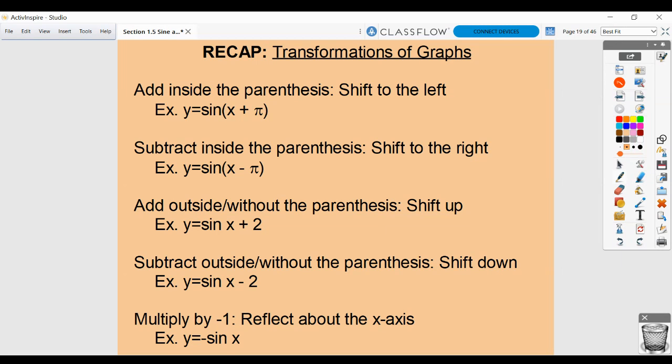Here is the second video that goes along with the sine and cosine graphs. So let's go ahead and recap this. This is transformations of the graphs.